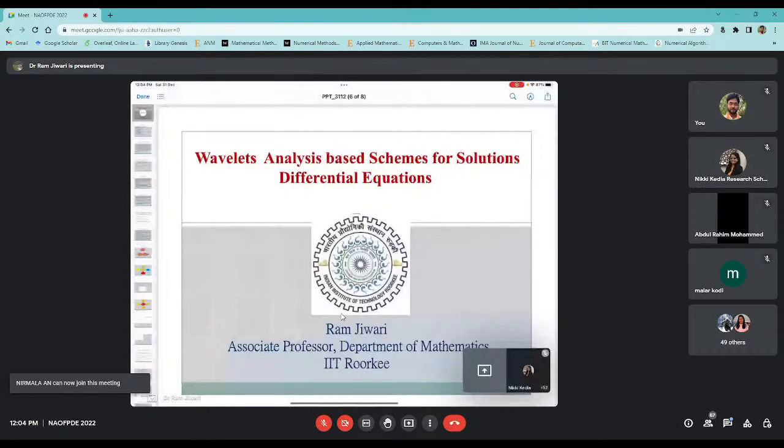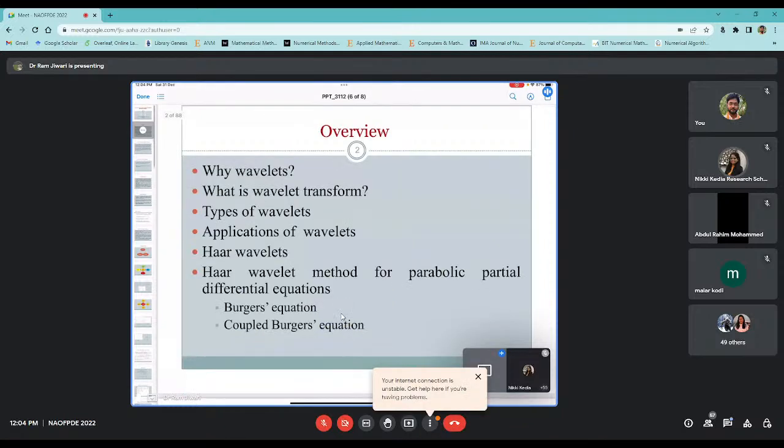This is the topic of today's talk: wavelet analysis based scheme for solution of differential equation. The main contents of this talk are why wavelets, why we use wavelets for solving the differential equation, or in particular the partial differential equation.